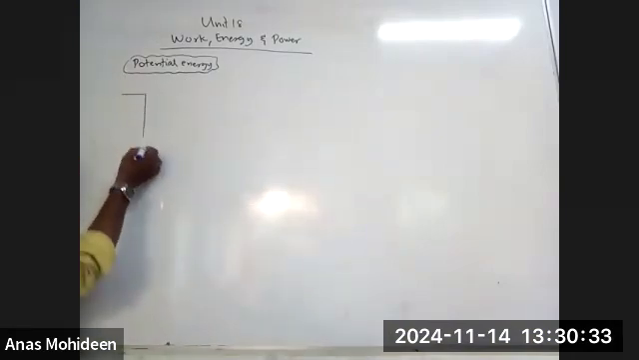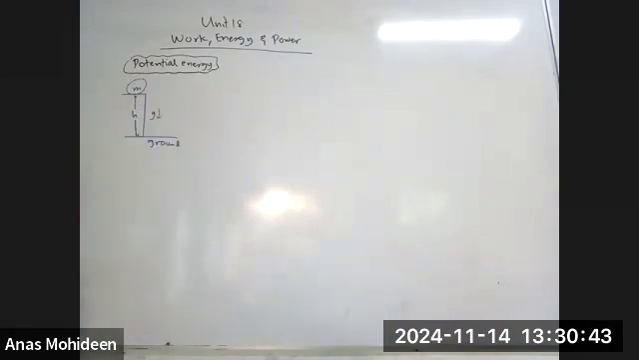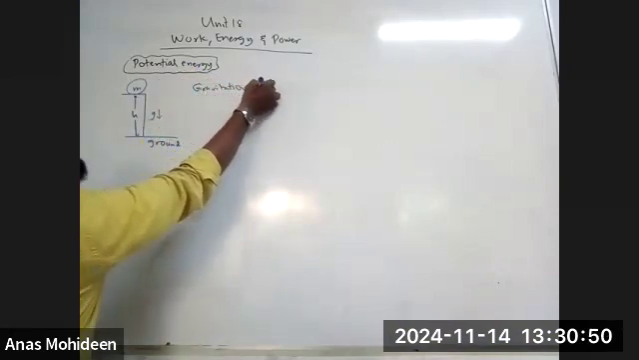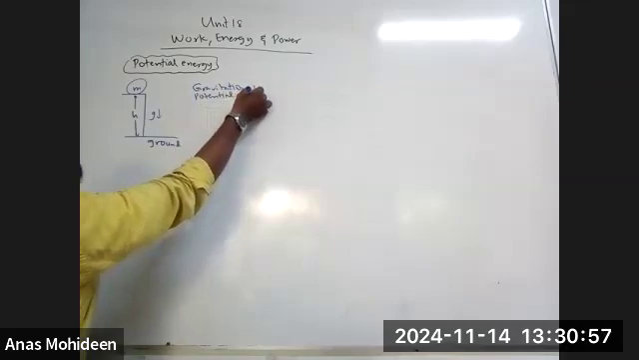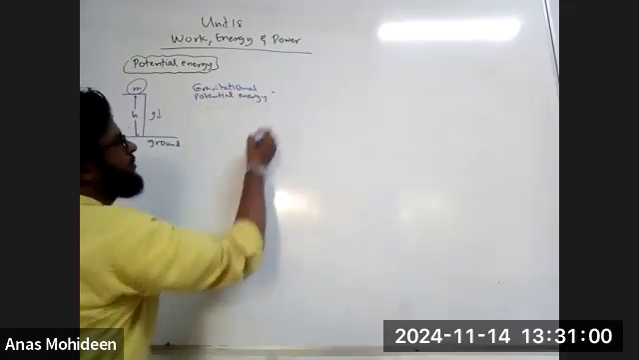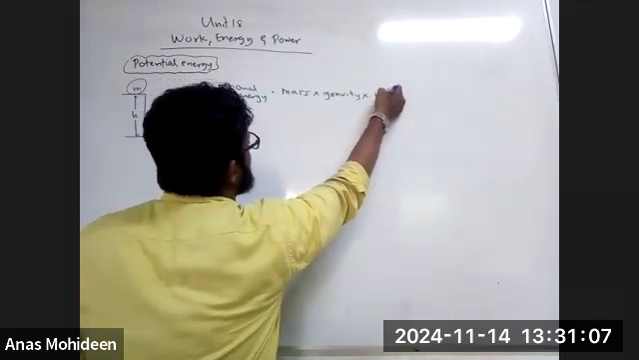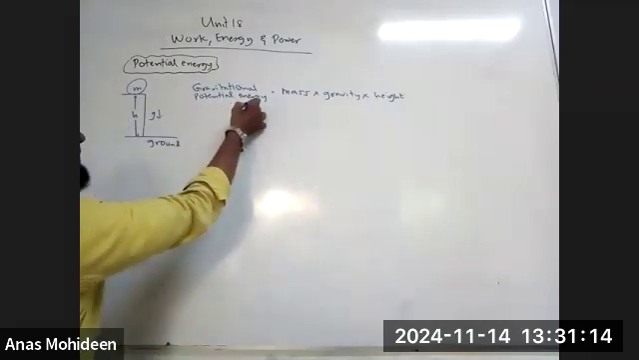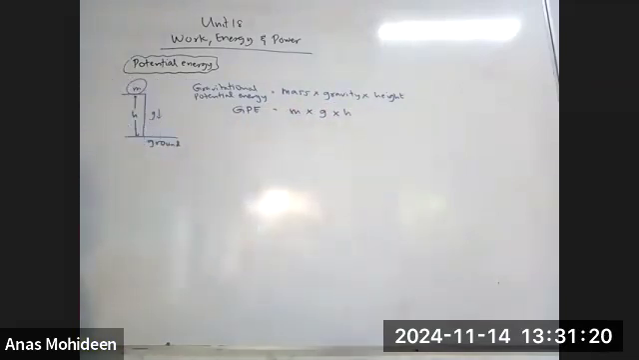Example. Let's say this is the ground. At a certain height h, I'm showing an object of mass m. Gravity is down, g. Look at this. So, how do we find out the gravitational potential energy? Gravitational potential energy is equal to mass into gravity into height. Very easy. So GPE is equal to m into g into h.